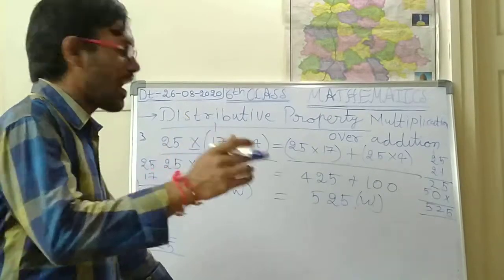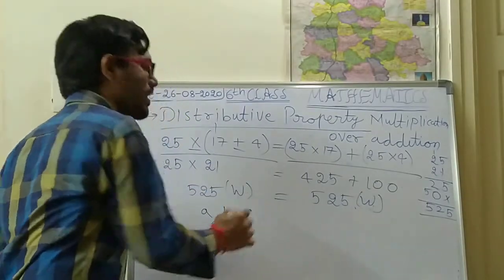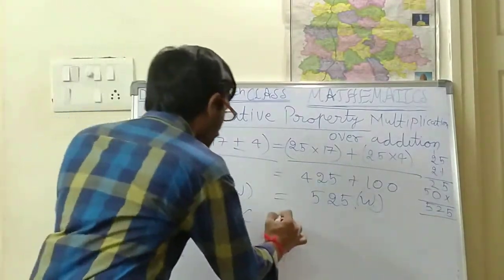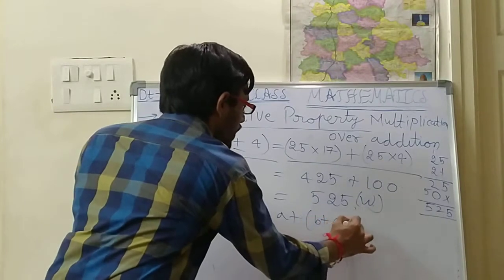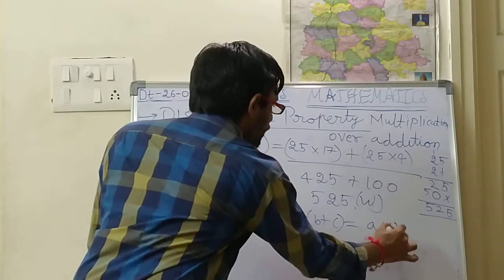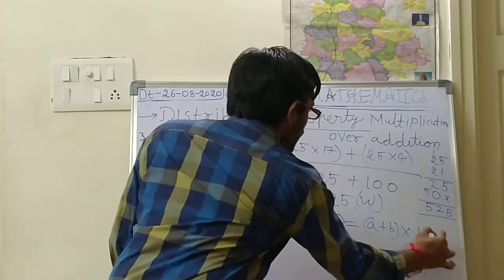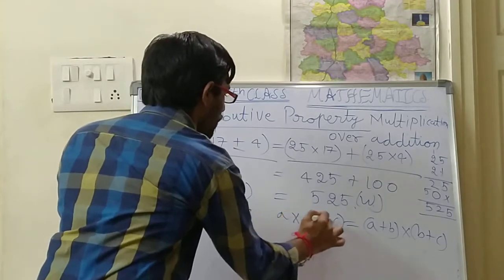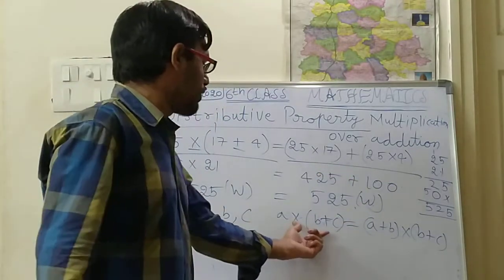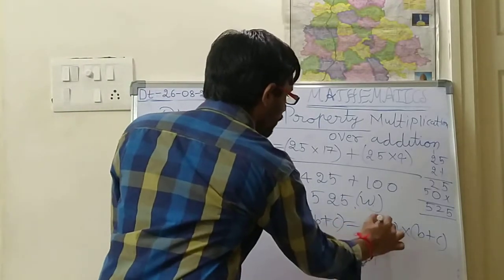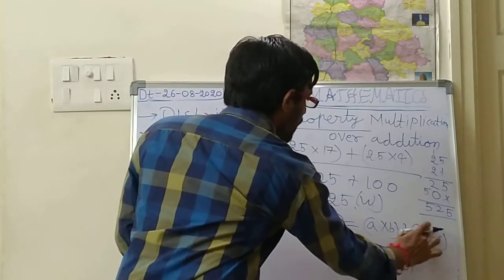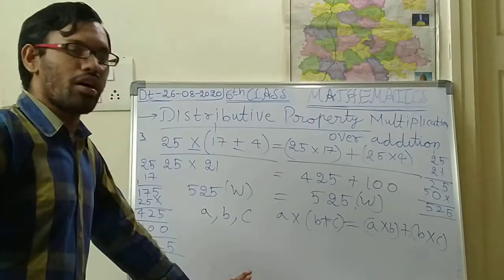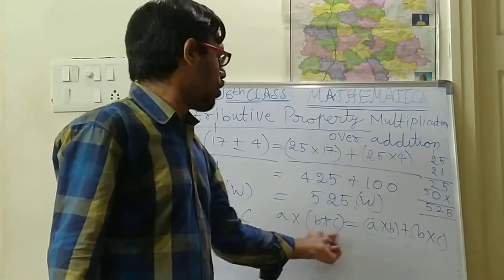If A, B and C are any three whole numbers, then A into (B plus C) is equal to A into B plus A into C. So this is the distributive property of multiplication over addition.